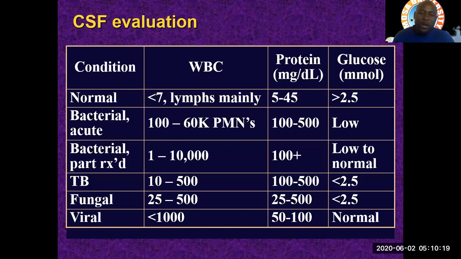When it's viral, you know that there'll be an increase, they'll be less than 1,000 WBCs. Protein levels will be in the ranges of 50 to 100. But the glucose levels in here now, it will be normal.